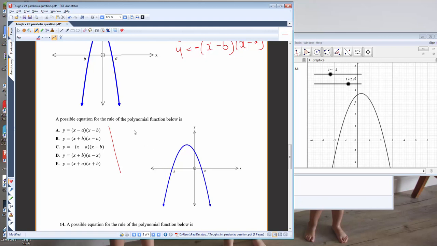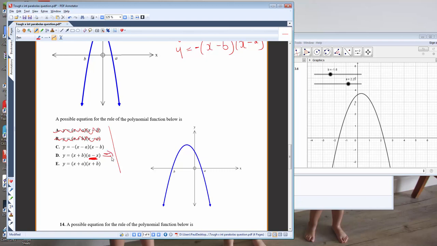It's a pretty good idea with a multi-choice to just scan your eye over it and work out which ones can't be correct. Now, because this is an inverted parabola, anything with a positive squared term is just going to be out. So this one's out. That's an upright parabola. This one is also an upright parabola. This one will invert because of the negative sign. This one will invert because of this binomial product.